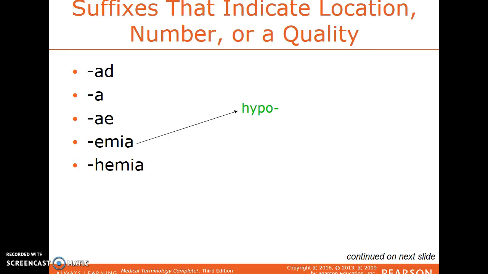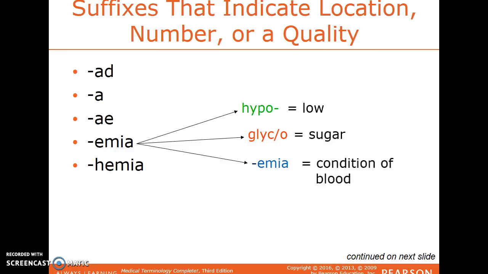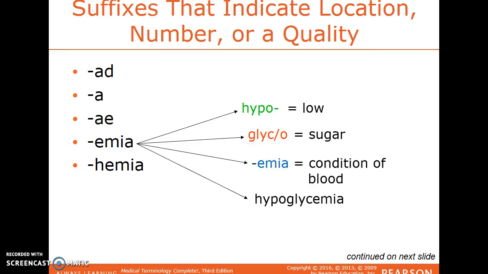So ad means toward. A is a singular form. AE would refer to a plural form. And then emia and hemia both refer to conditions of blood. So here we've got hypo, glyco, and emia. Three word parts we put together, meaning low blood sugar. And the word, once it's constructed, is hypoglycemia.